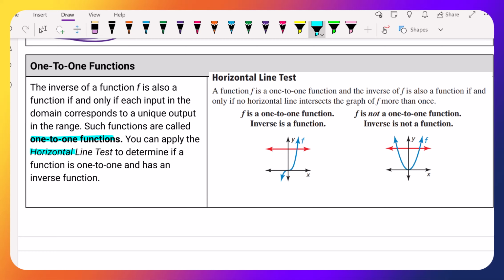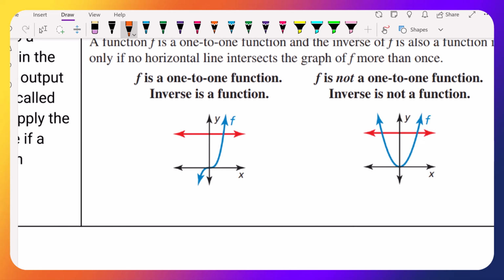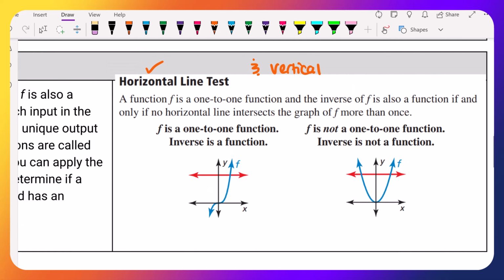So not only does it have to pass the vertical test, it also has to pass the horizontal. So we need to check for horizontal, and we need to make sure that the vertical line was also passed. Okay, so if you look at this one right here, this is a typical cubic. If you want to draw some vertical lines in there, it will work. So the vertical passes in this case. But what about the horizontal?